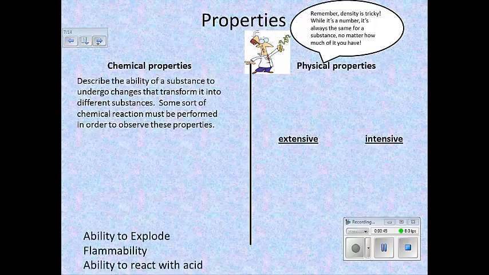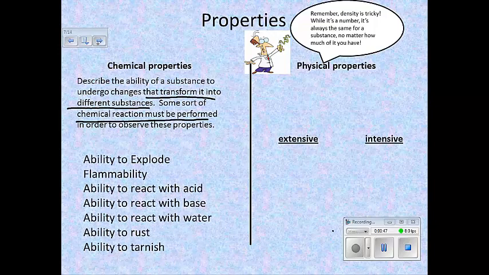So here are a few examples of chemical properties. You can see each of these involves some kind of reaction. An explosion is always a chemical property. Anything that's set on fire is going to be a chemical property. And then if it reacts, if you see the word react, you know it's a chemical property.